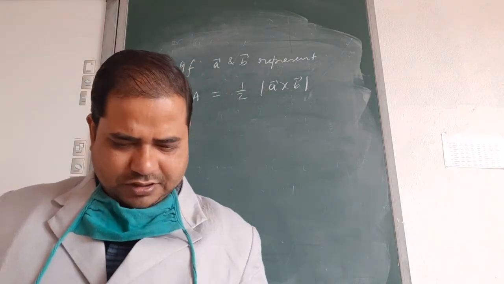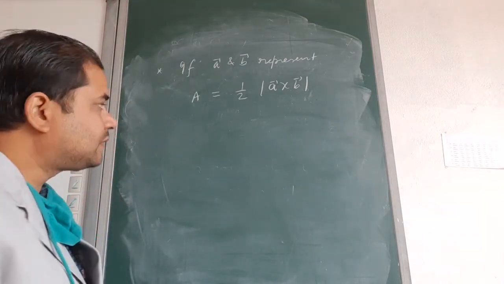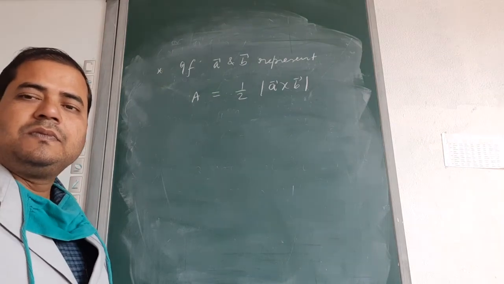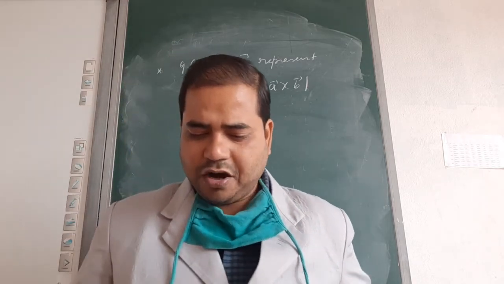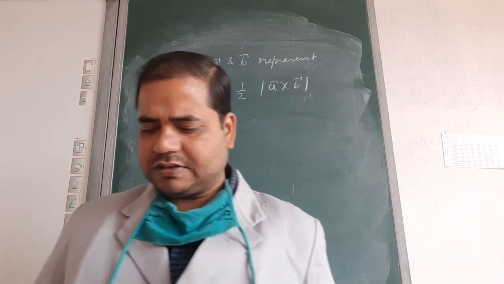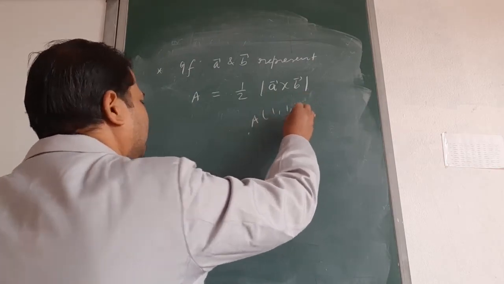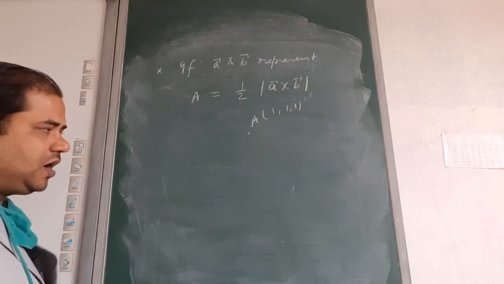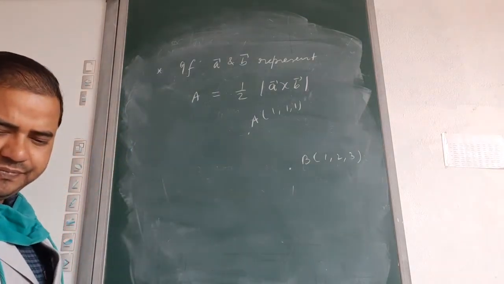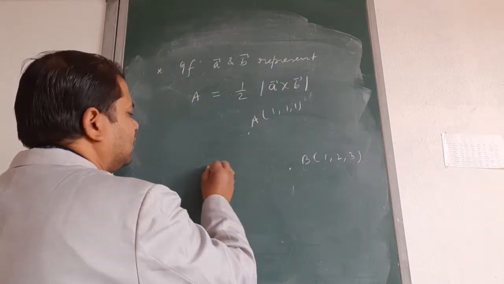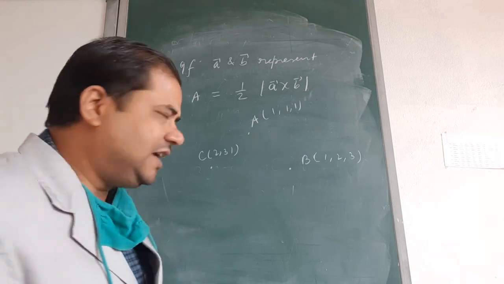So now you write down a question. Find the area of the triangle. Write down: find the area of a triangle having points A (1,1,1), B (1,2,3) and C (2,3,1) as its vertices.